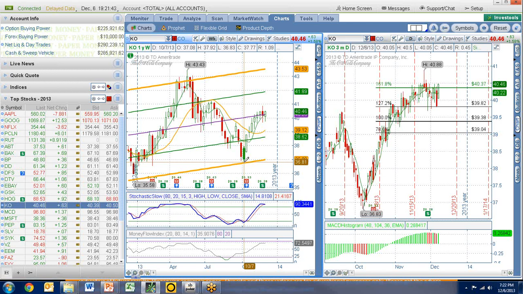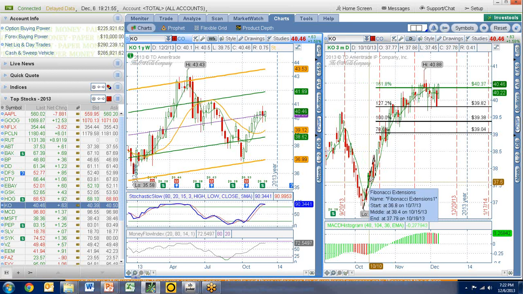Therefore, at that point in time, I started to look for a call opportunity. I got a call right around this area here, right around the 37.6. And also in a later lesson, I'm going to teach you exactly how I choose which calls to get into.